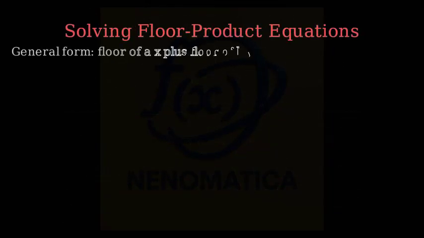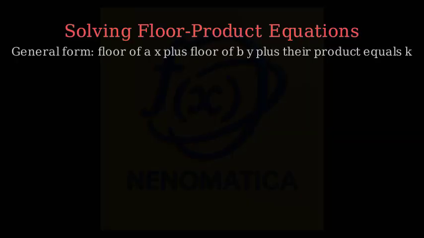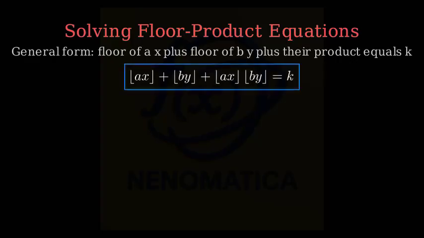In this lesson, we solve a special type of floor equation using a clean algebraic trick. We'll follow the exact algorithm: rearrange, check the integer condition, and then note several useful variations. Let's begin. Here is the general equation. We will treat the floor of ax and the floor of by as integers and factor cleverly.